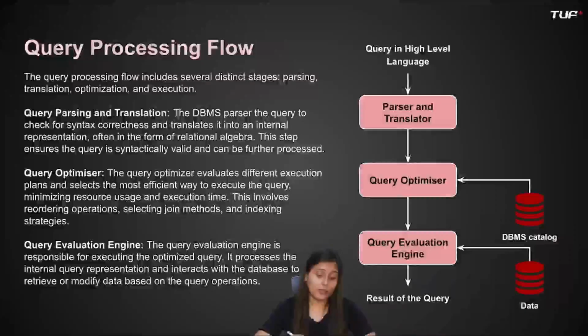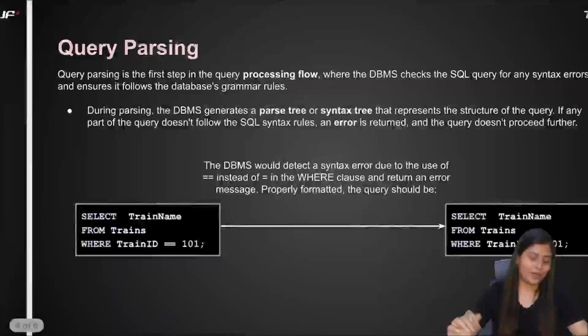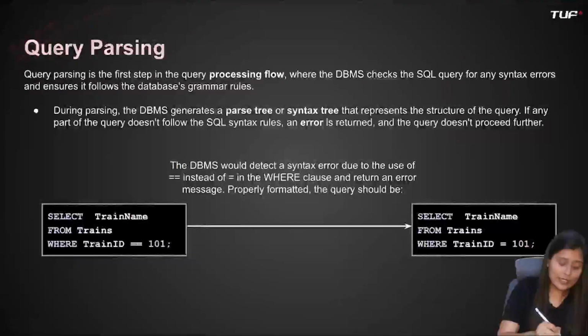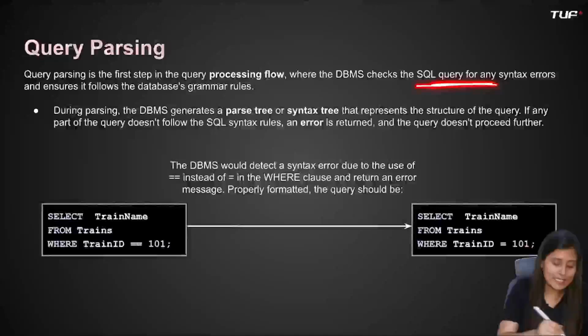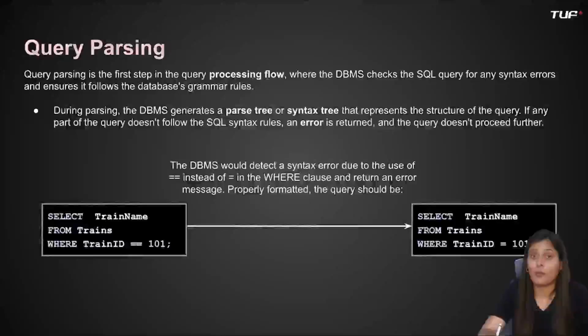Okay, so let's learn about each process step of the flow in depth one by one. First is query parsing. It is the first step in the query processing flow where the DBMS checks the SQL query for any syntax error and ensures it follows the database grammar's rules.